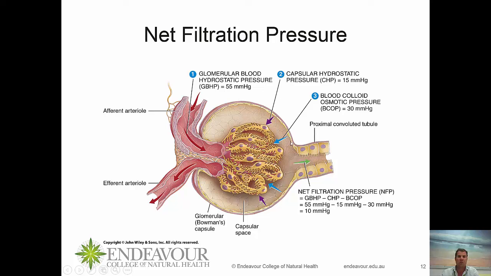So our net filtration pressure is really just a function of 55, taking away 15 for the hydrostatic pressure in the capsule and 30 for the colloid osmotic, and we're left with a difference of 10. So take-home message: the net result of the pressures that exist at the glomerular capillary is a net filtration pressure of 10. We have a huge surface area for filtration, so we have a huge volume of filtrate that's formed by glomerular filtration, up to 180 litres a day.